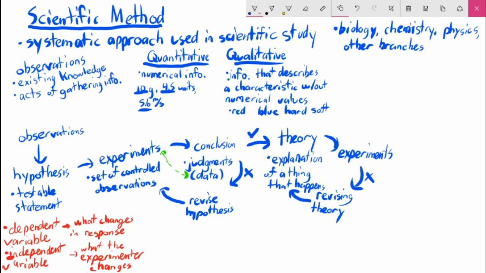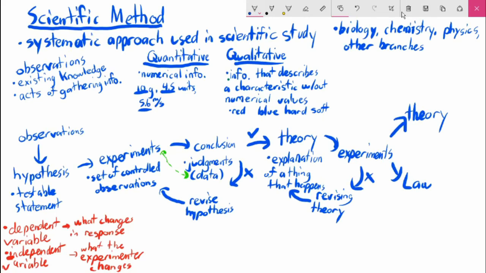And this will start the loop over with a new theory, experimenting about it, and deciding whether it's supported. So from there, it branches off into two sections: theory and law. The theory is as discussed earlier. It's an explanation of a natural phenomenon based on many experiments or many observations and investigations over time.